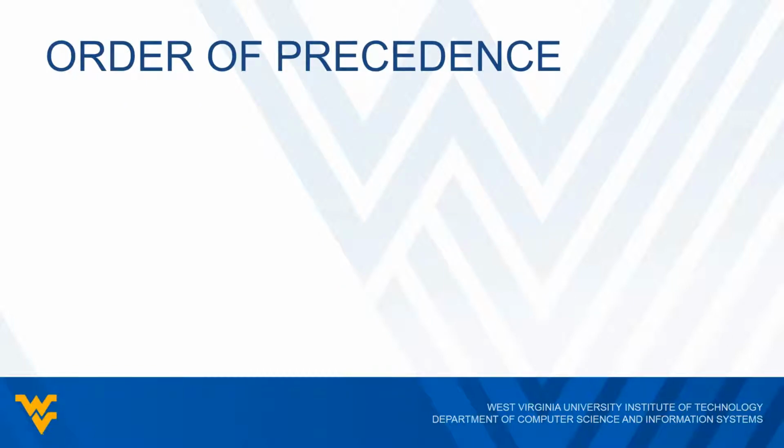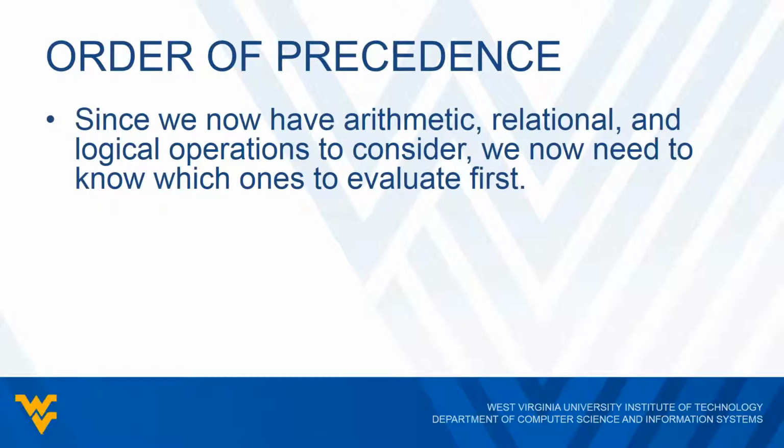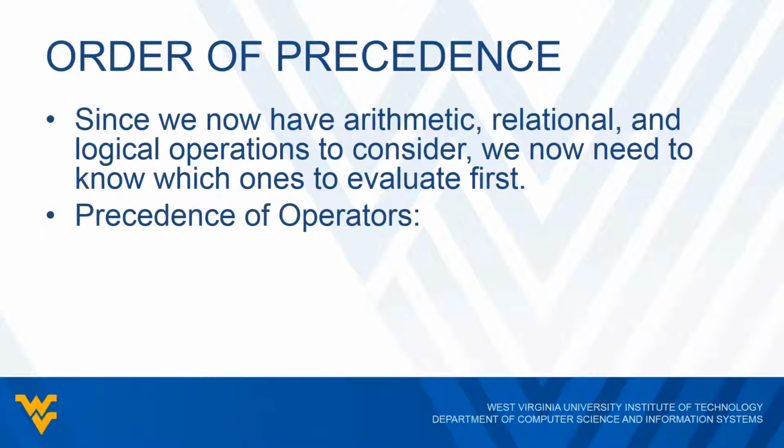So now we actually have several different types of operators. We have arithmetic operators, relational operators, and logical operators. So we need to take a look at the order of precedence, because if we have all these combined in a single statement, which ones do we evaluate first? I mean, we know we should do multiplication and division over addition and subtraction, but what about the logical or relational operators? So let's take a look at the precedence of operators.